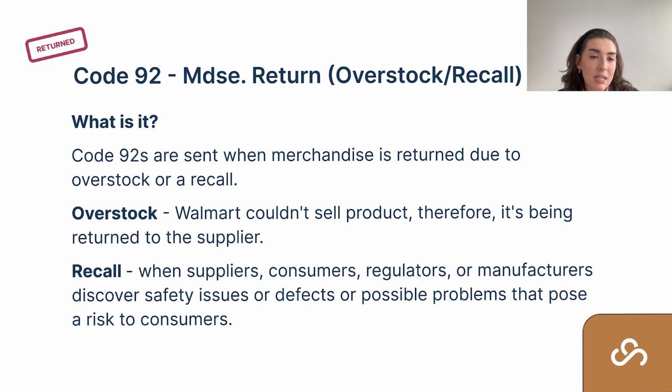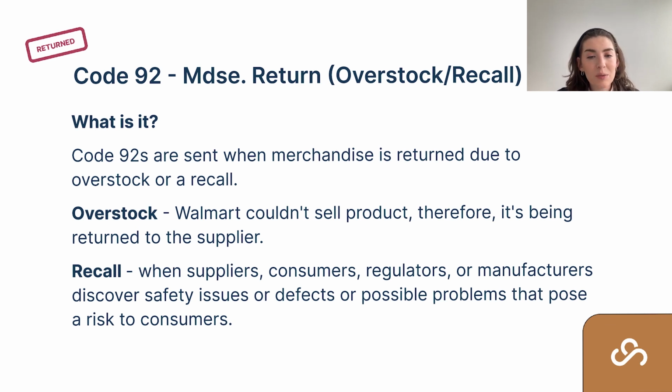Overstock, this is pretty table stakes for all suppliers, but we'll go over the definitions. Walmart couldn't sell a product, therefore it's being returned to the supplier. Something we saw during COVID, or not even COVID, the TikTok phase with fidget spinners. Those were really hot for a long time, and then Walmart had a whole 8-foot shelf of fidget spinners. I felt like they couldn't get rid of them for the longest time. So that maybe would be an overstock item.